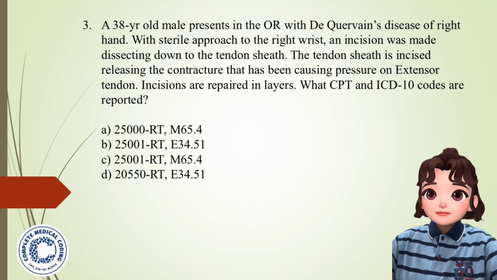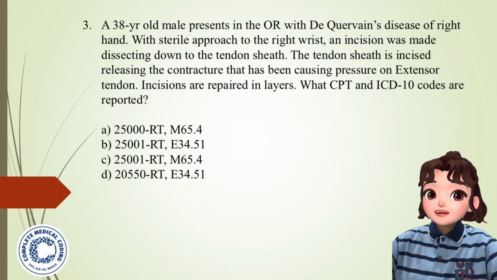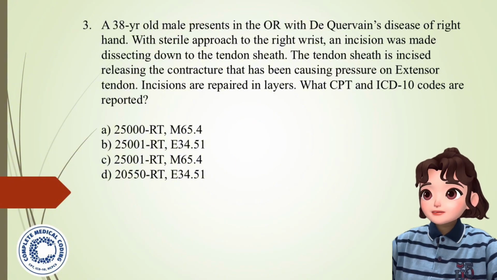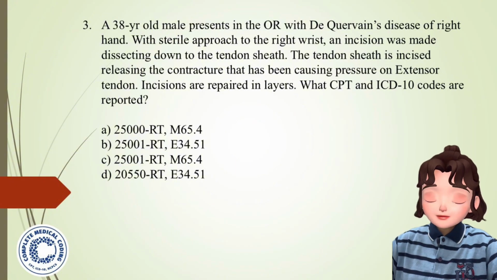Now, the third question. A 38-year-old male presents in the operating room with de Quervain's disease of the right hand. With a sterile approach to the right wrist, an incision was made dissecting down to the tendon sheath. The tendon sheath is incised, releasing the contracture that has been causing pressure on the extensor tendon. Incisions are repaired in layers. What CPT and ICD-10 codes are reported?